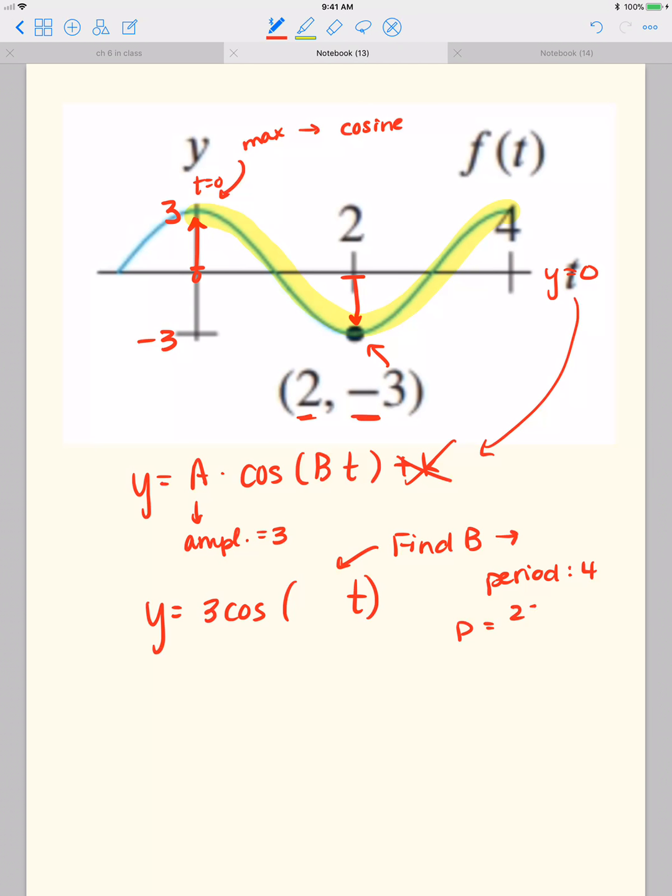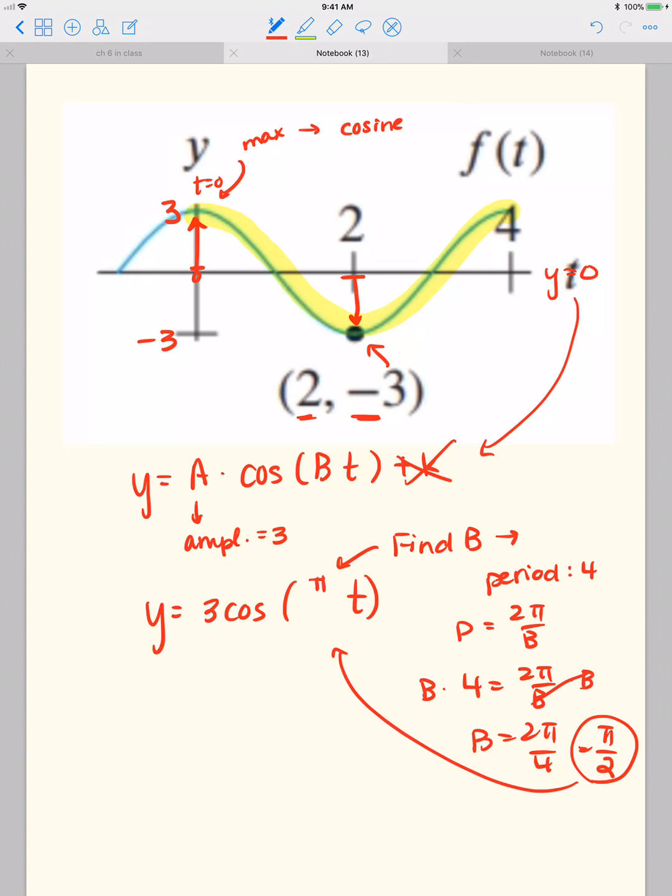So using that period is 2 pi over b, we'll have 4 equals 2 pi over b. Again, solving for b makes it 2 pi over 4, which reduces to pi over 2. So that is the coefficient that gets put on t. I guess that would be a compression of the function, because pi over 2 would be a little over 1, so it would be a horizontal compression. But it's 3 cosine pi over 2 times t for your function.